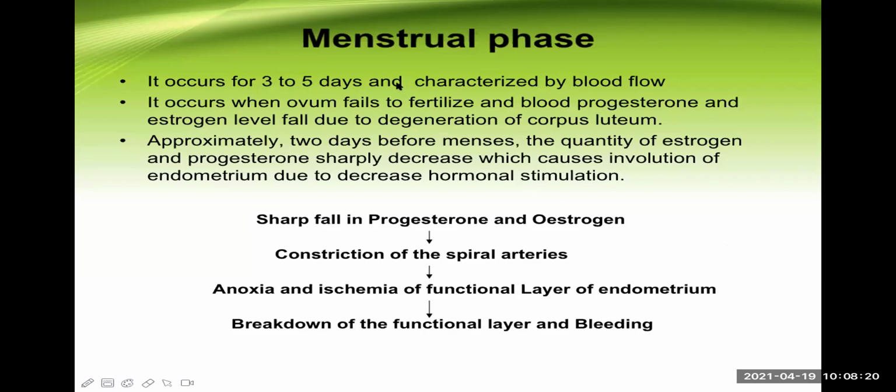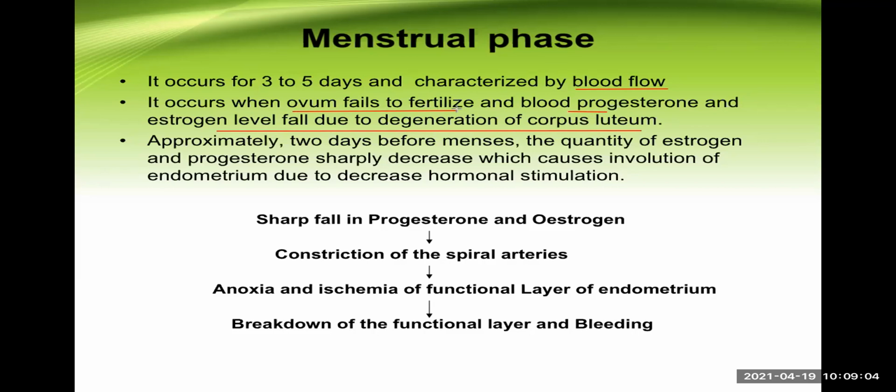Now, same thing is written here. It occurs for 3 to 5 days and is characterized by blood flow. This is known as menstruation. It occurs when ovum fails to fertilize and blood progesterone and estrogen levels fall due to degeneration of corpus luteum. Never forget this golden statement. If a lady is pregnant, menstruation doesn't occur. That is known as amenorrhea. It is a type of secondary amenorrhea. Pregnancy is the most important cause of secondary amenorrhea.